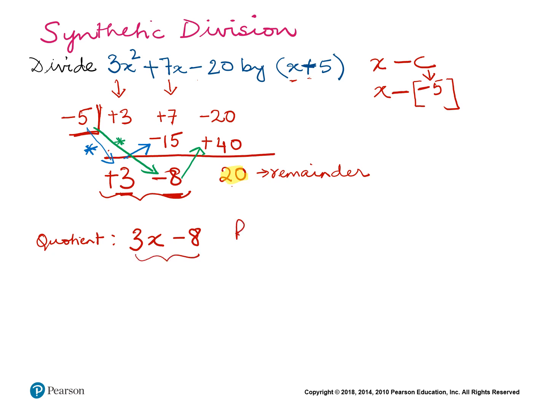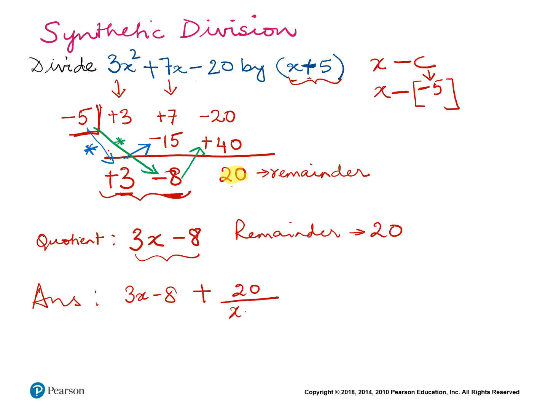The remainder is 20, and we can put them together to get the final answer, which is 3x minus 8 plus 20 divided by, go back to your original divisor and write that, x plus 5. If you want, you can put brackets around it. So we have 3x minus 8 plus 20 divided by x plus 5.